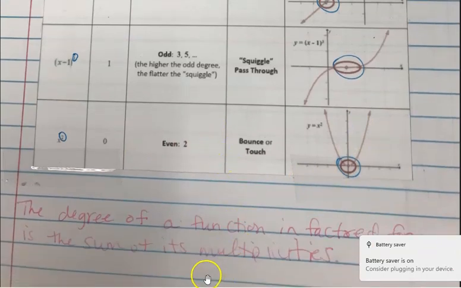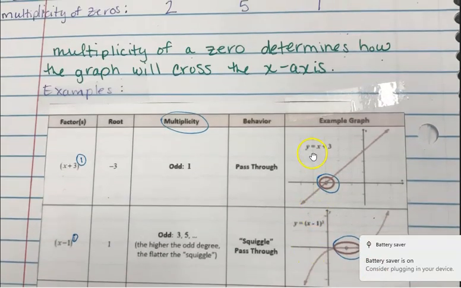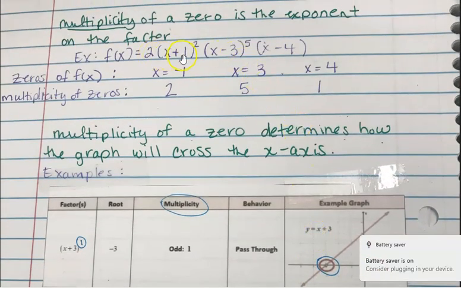Now, the degree of a function, when you are in factored form, is going to be the sum of its multiplicities. So if I go back to this first example, this is going to be the intercept or factored form that we talked about. So if this were to be multiplied all the way out to become standard form, you could just simply add all of these multiplicities. 2 plus 5 plus 1 is 8, and that'll give you the degree of the polynomial.